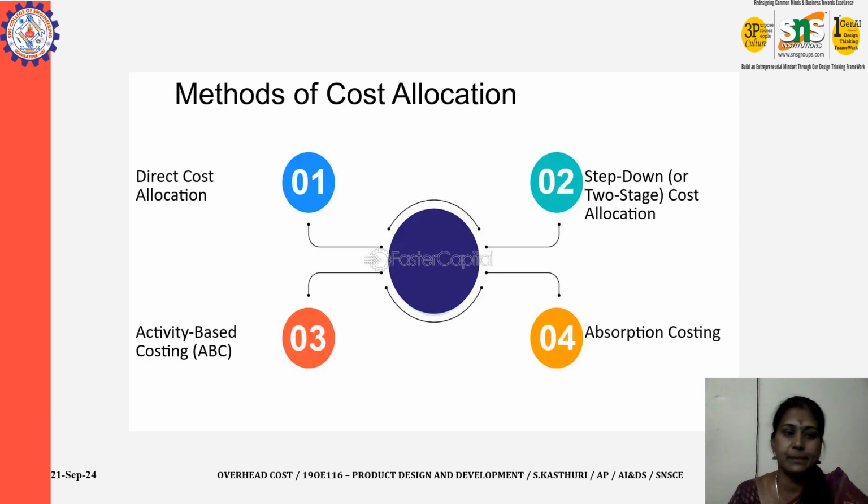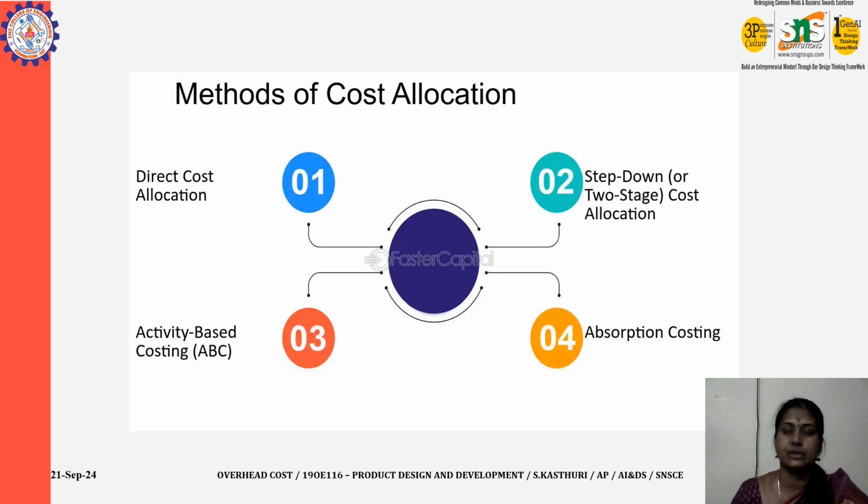Next one is step down or two-stage cost allocation. It allocates a service department's cost to production departments in a step-by-step order. The method to be followed is to rank service departments, allocate the first department's cost to others, and continue stepwise, ignoring feedback loops. For example, HR cost allocated to production and then maintenance cost allocated further.